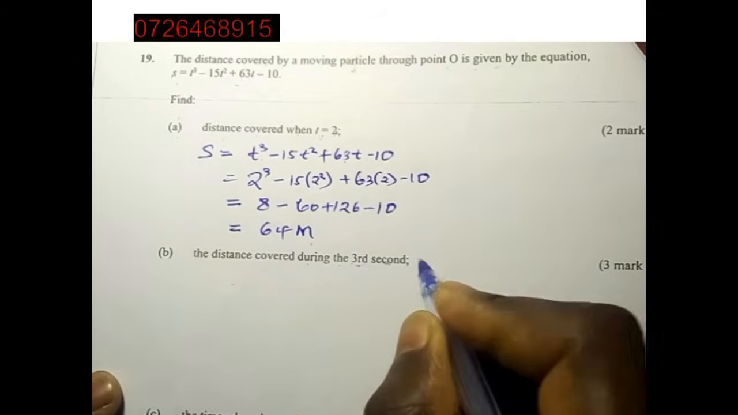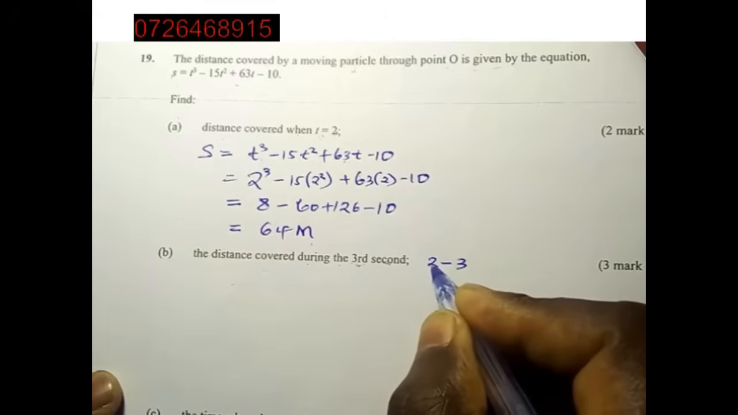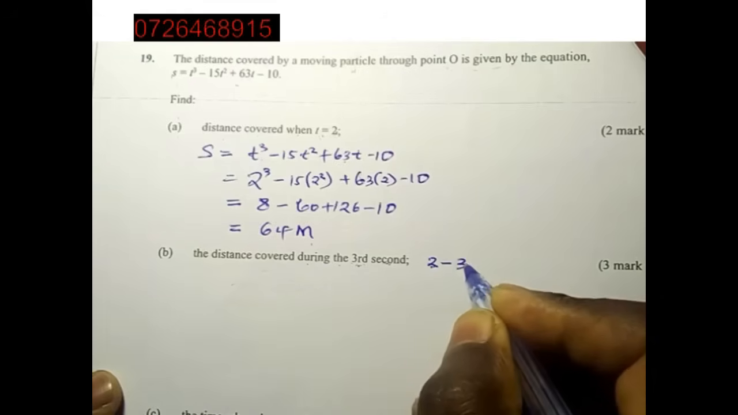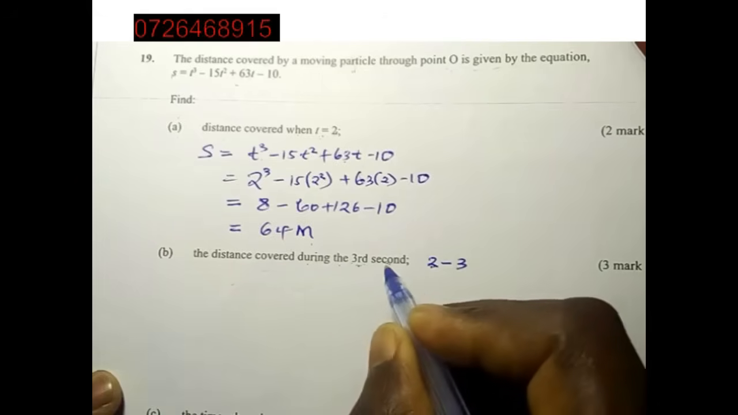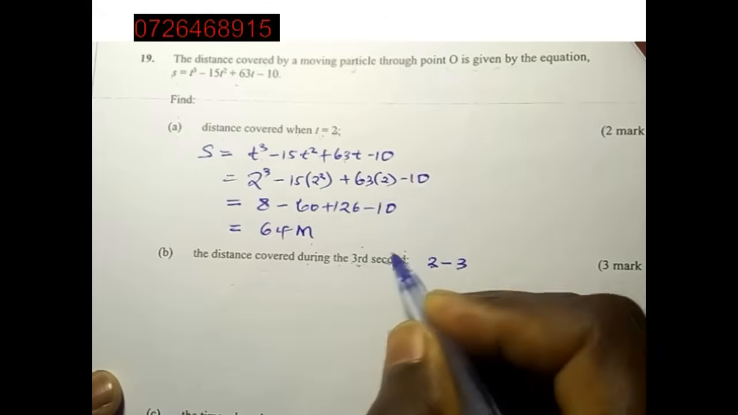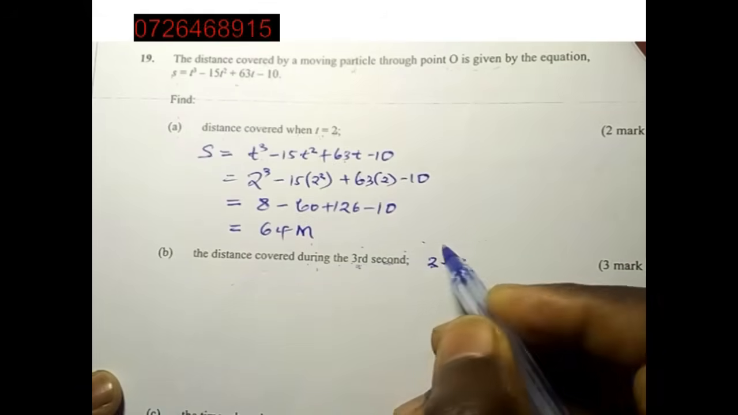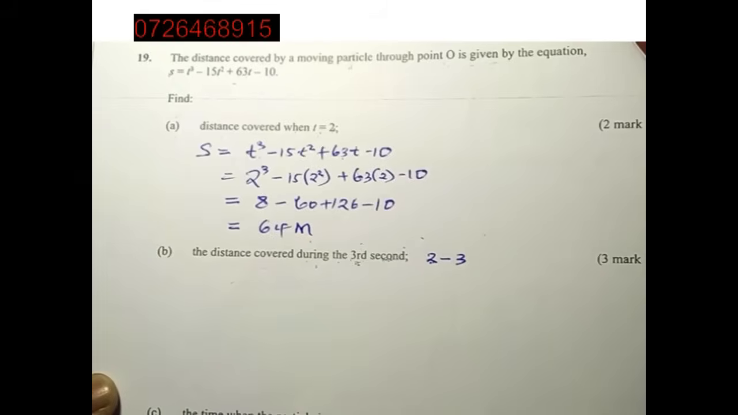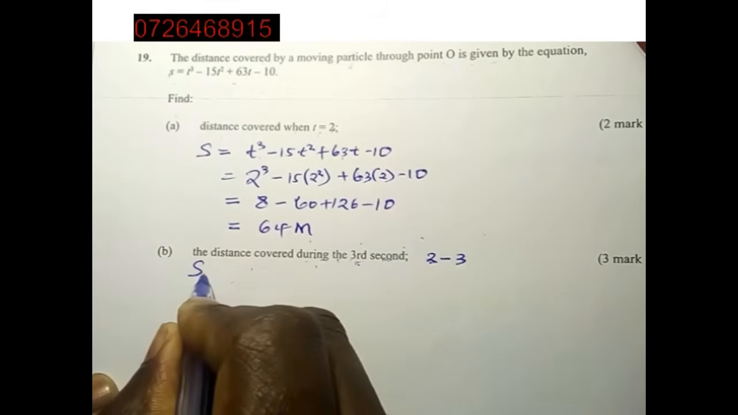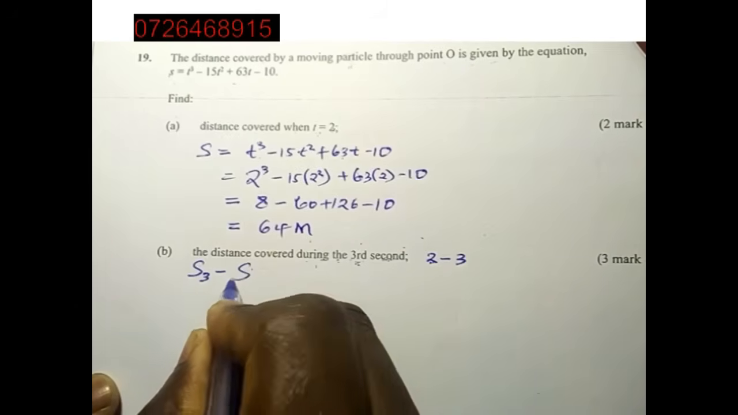So during the third hour is from the second to the third. So we start from the second to the third. If you are told during the fourth second, we start from 3 to 4. If you are told during the fifth second, it is from 4 to 5. I hope you understand that. So for us to get the distance during, we will get the distance s when time is 3 seconds, and we subtract s when time is 2.